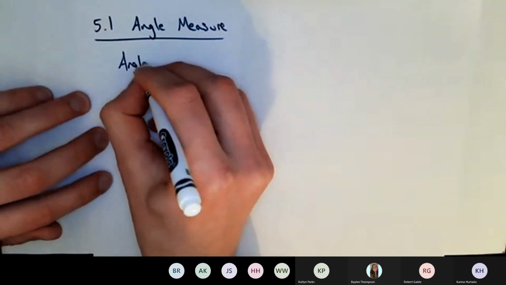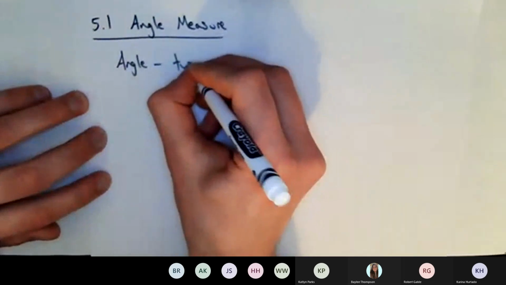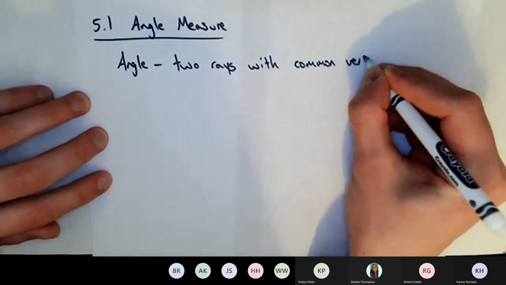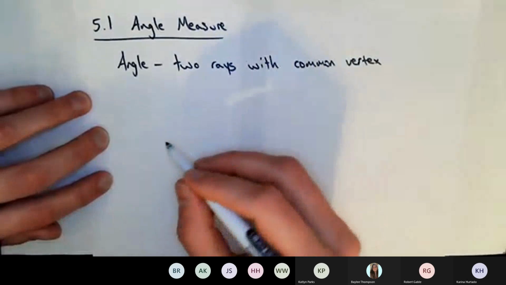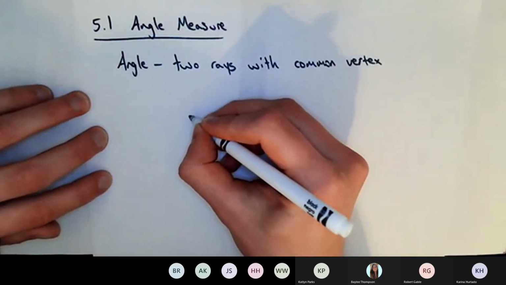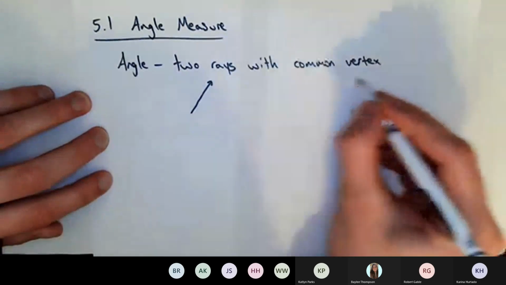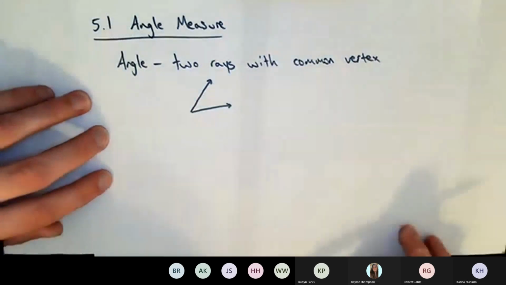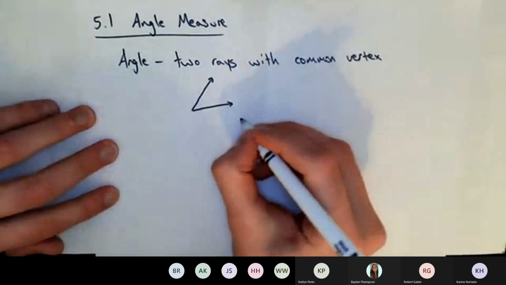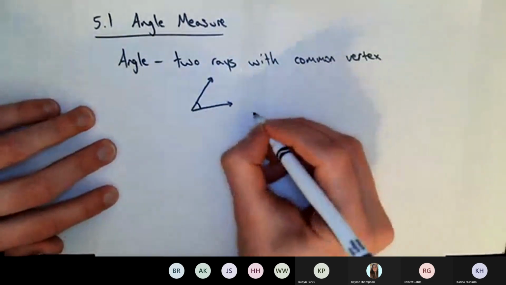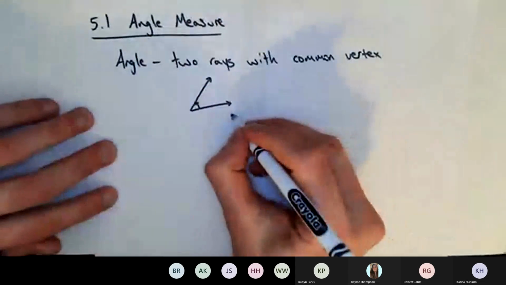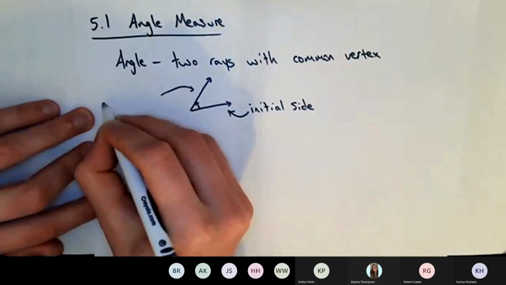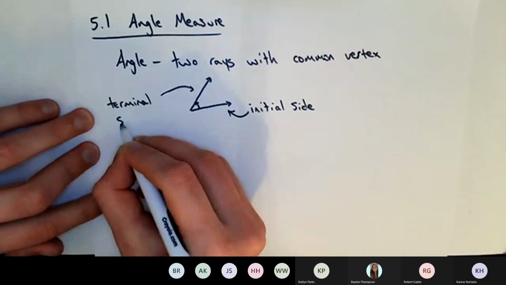So an angle, just to have a nice definition here, is just two rays with a common vertex. Remember, a ray is a line, but it only goes in one direction like that, right? So two rays, so I could draw another ray over here, but they're supposed to have a common vertex. And remember, this is the vertex, so there we go. That's an angle there. Depending on the way the angle is oriented, if the angle has gone this way, then we call this part the initial side, and we call this part the terminal side, because that's where it terminates.